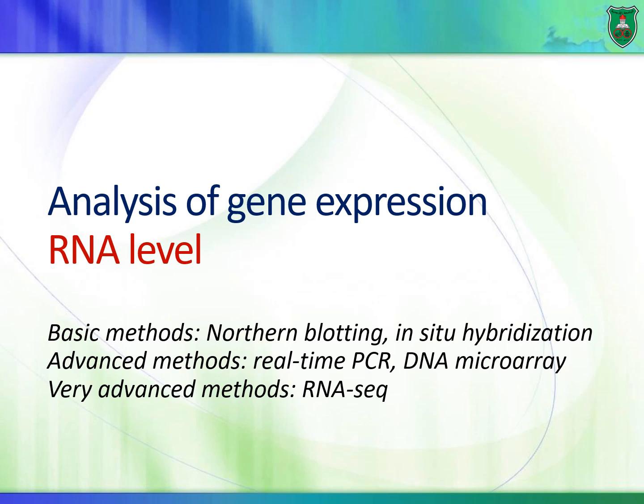Now, in the previous course, we talked about basic techniques like northern blotting and in situ hybridization. And we said that with northern blotting, we can tell the relative expression of a gene by looking at the thickness of the RNA band. If you remember that, we can also know the size of the messenger RNA as well.